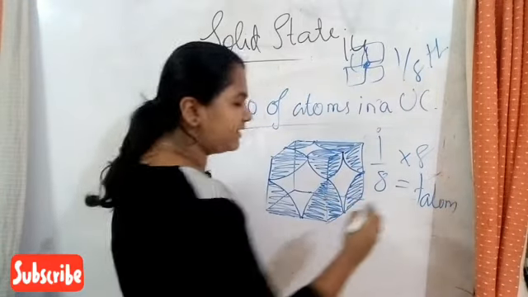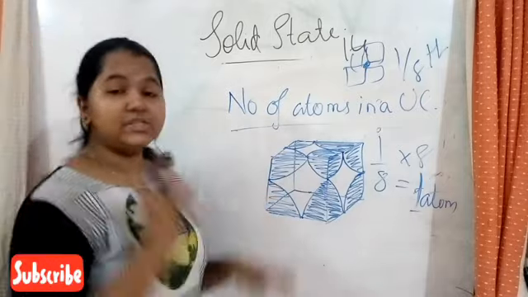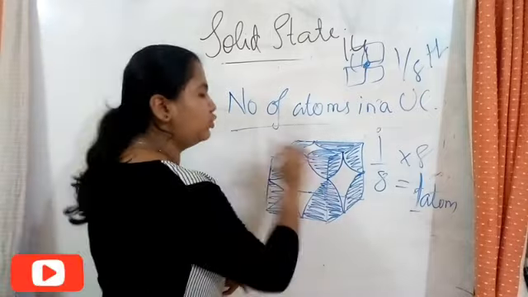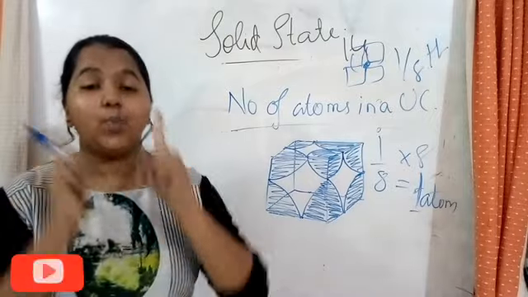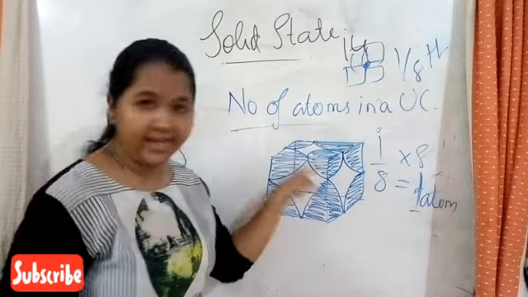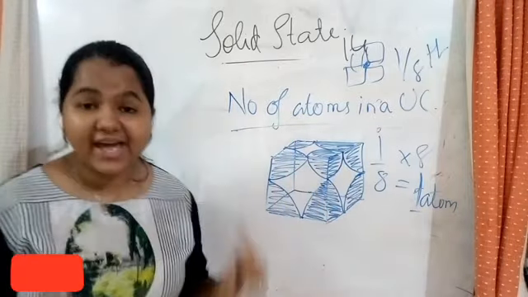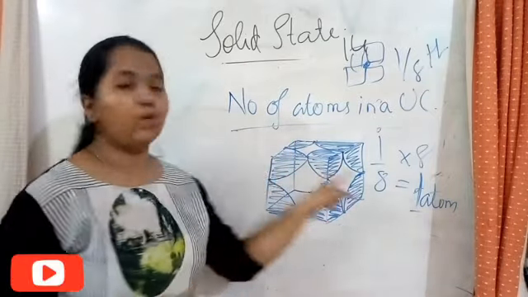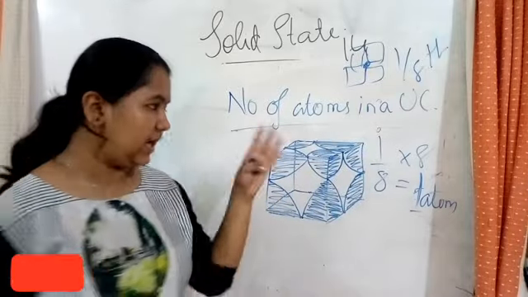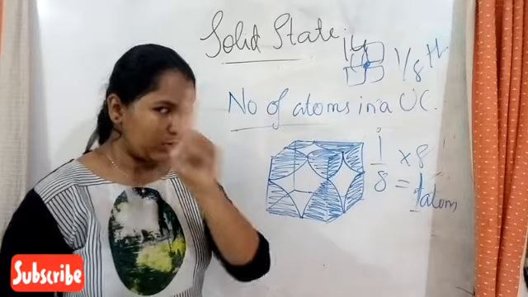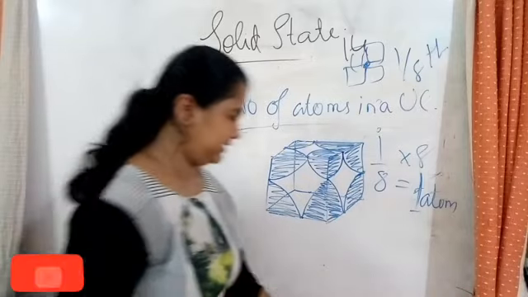So what did we conclude? A total of 1 atom. First we thought how many atoms there are? 1, 2, 3, 4, 5, 6, 7, 8 atoms. But that is wrong. One corner only gets 1 by 8, because there are more atoms in the surroundings which share that one atom. And therefore, the number of atoms for a simple cubic unit cell is 1. Okay. Now we are taking the case of body centered.